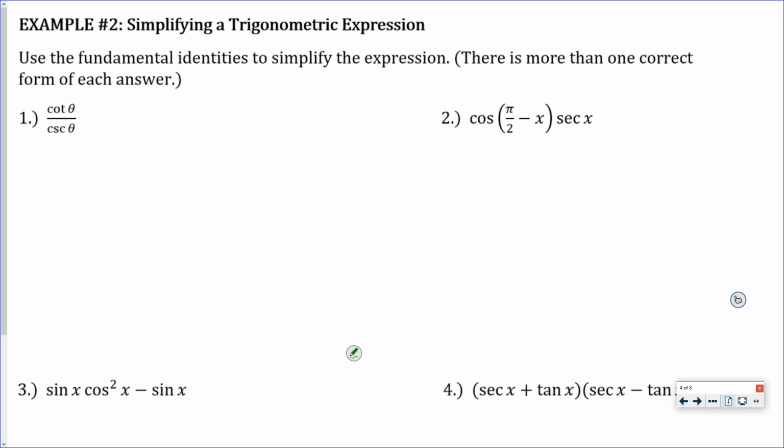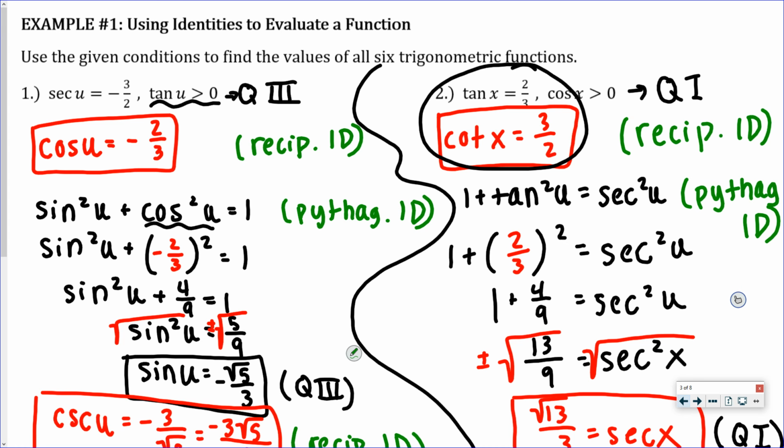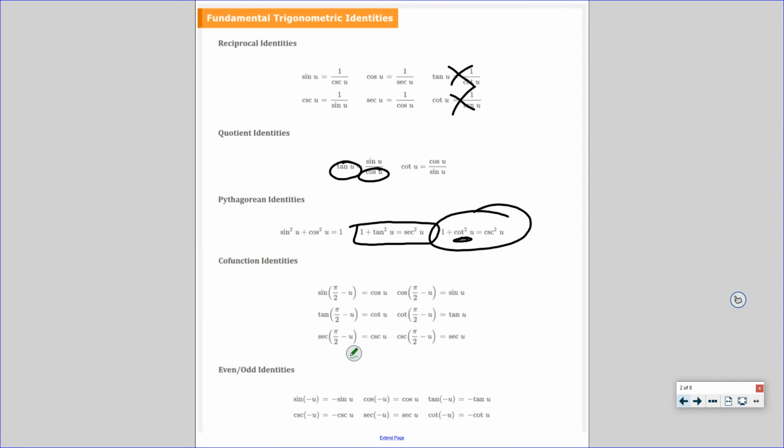Use the fundamental identities to simplify this expression. There is more than one correct form of each answer. It's kind of weird, but sometimes there's more than one right way you can write your answer, and there's definitely more than one way to get to the right answer.